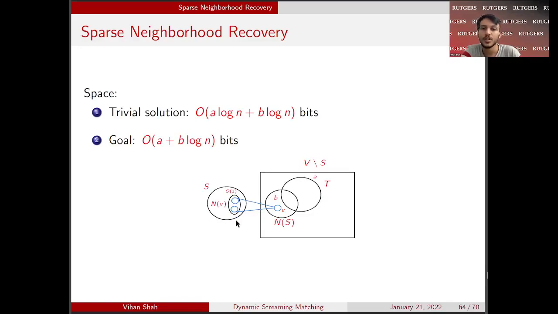Okay. So the trivial solution for this problem is just store everything again, right? For S, store all of its neighbors. And this will take A log n plus B log n bits, right? Because this N of S could be of size order A plus B times log n. A plus B, good. But now the goal is to drop this log factor because we don't really need to store the edges to T, right? Because we just want to recover the edges to N of S. So this seems like a valid goal to have.